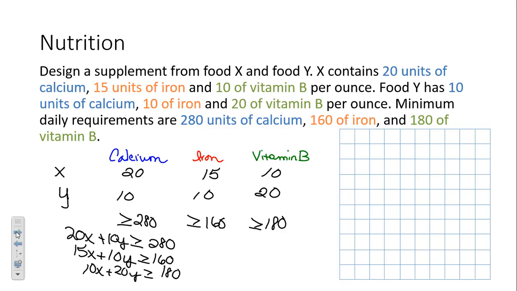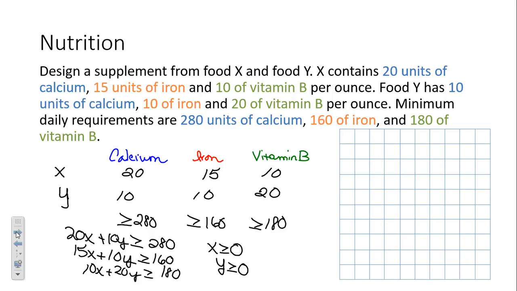Now, to avoid going into negatives, we know that we have to have at least some positive X and some positive Y. So two more inequalities would be X should be greater than or equal to 0, and Y should be greater than or equal to 0. We can't have negative X or negative Y.